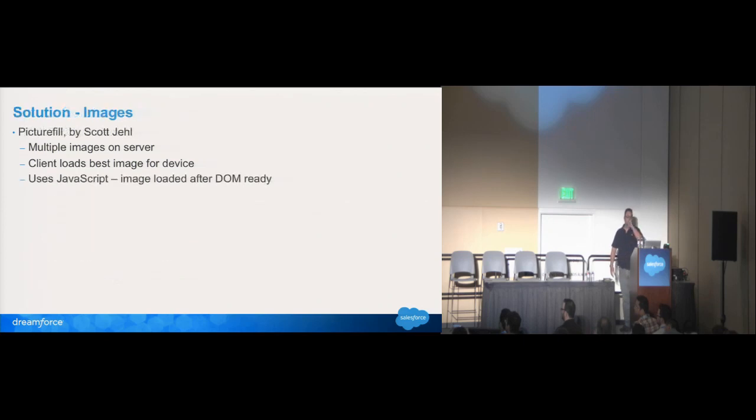So the solution that I use at the moment is Picture Fill by Scott Jehl. Picture Fill is a polyfill for the HTML5 picture element. What a polyfill means is it's a JavaScript solution that's adding some functionality that older devices don't have or that hasn't made its way into the full standard yet. It works in a very similar way. You have multiple images on the server. The client loads the best image for the device.